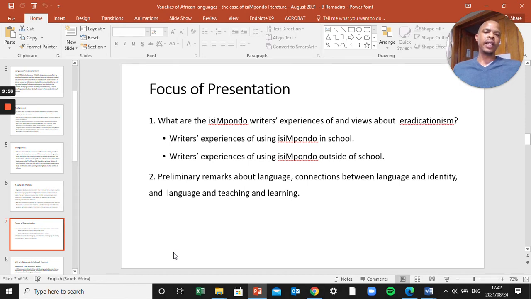So we're looking at two places mainly. In school, so this means while these writers were in school, and secondly, outside of school, in the community more generally. And then I'm going to look very briefly at some of the implications of what these writers were telling us for connections between how people use language and how this links with their identities, but also the possible links and implications for teaching and learning.